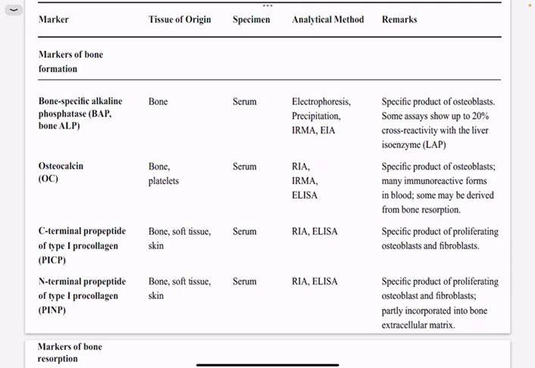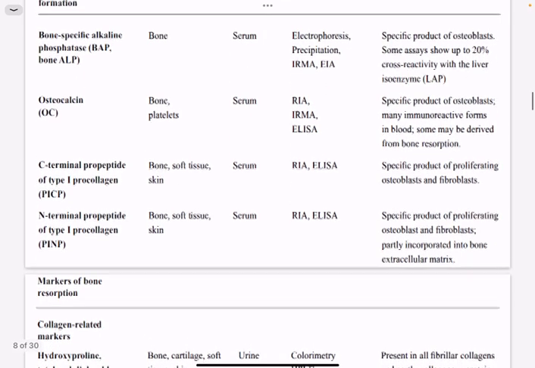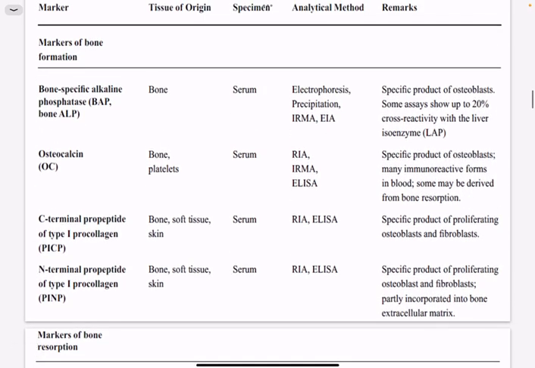Now bone specific alkaline phosphatase, that is why they put the letter B, is actually ALP, so they call it bone specific alkaline phosphatase. What makes them is the bone, as you can see, so it is specific for the bone. Their specimen is the serum, and we have many types of analytical methods or procedures in the lab that are going to be used to analyze the presence of these markers.